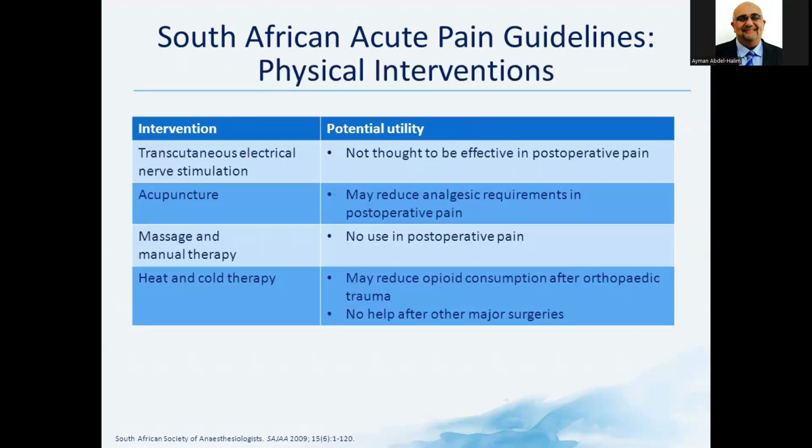They also recommended TENS unit, although it's not shown to be very effective in postoperative pain. Acupuncture, massage and manual therapy are not in use in postoperative pain. Heat and cold therapy can reduce opioid consumption after orthopedic trauma.